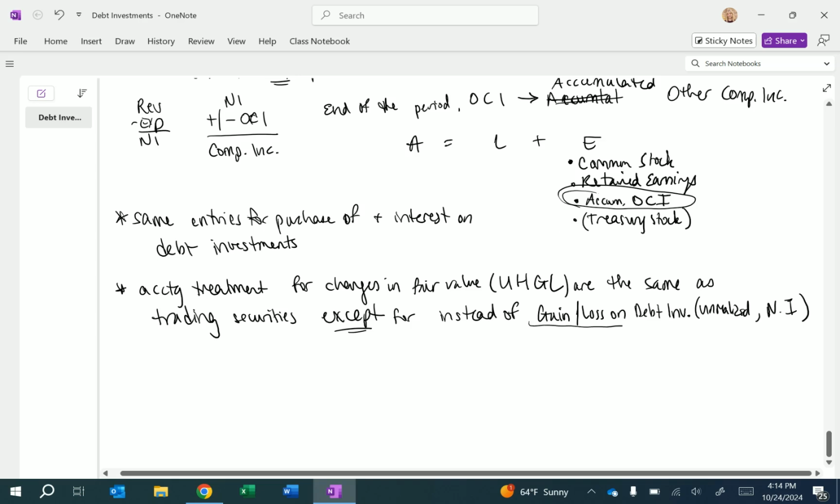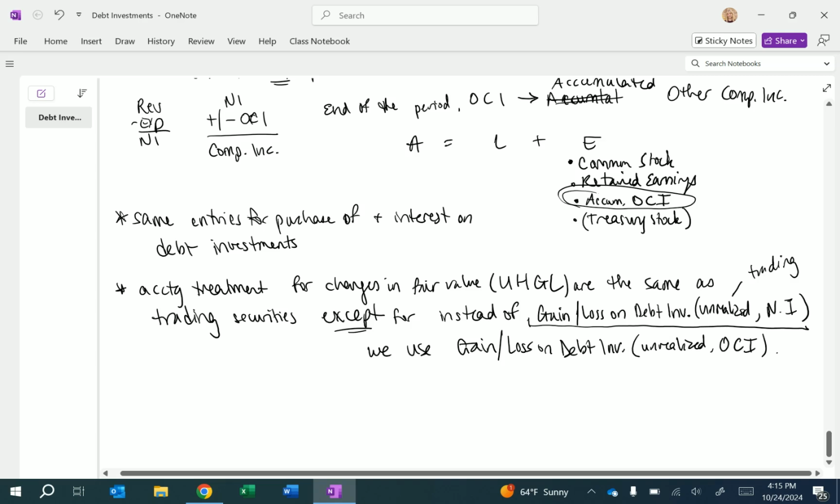What do you think is going to change? Instead of this account, which was used for investments classified as trading, we use a different one. And guess what the change is going to be? Still unrealized, haven't sold it yet. Instead of net income, we are going to write other comprehensive income. And that's it. That's the only change.